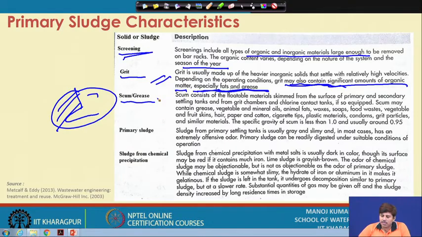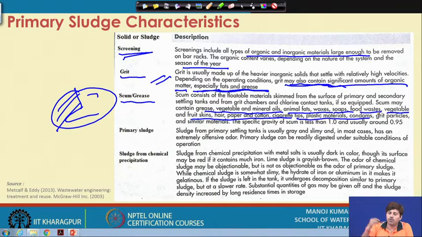So, then again this may contain grease, vegetable oil, mineral oil, animal fats, waxes, soaps. Whatever is the lighter material which does not settle down, because it has a specific gravity lower than water, will instead flow on the surface. All those things which can float on the surface of the water are removed in these scum or grease removal systems, which can actually come from primary sedimentation as well.